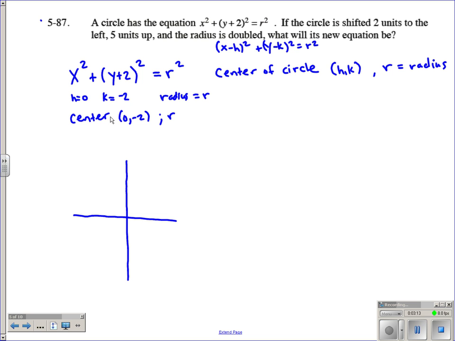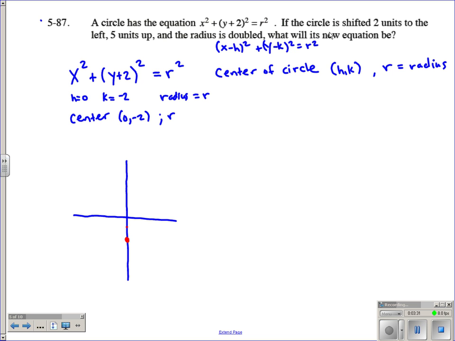Anyway, so our center here is going to be the point 0, -2. So if we want to put that on here, that would be down 1, and then we've got the point here. This would be our center of our circle. The radius doesn't matter right now. We just know it's r units long. So it could be any distance.